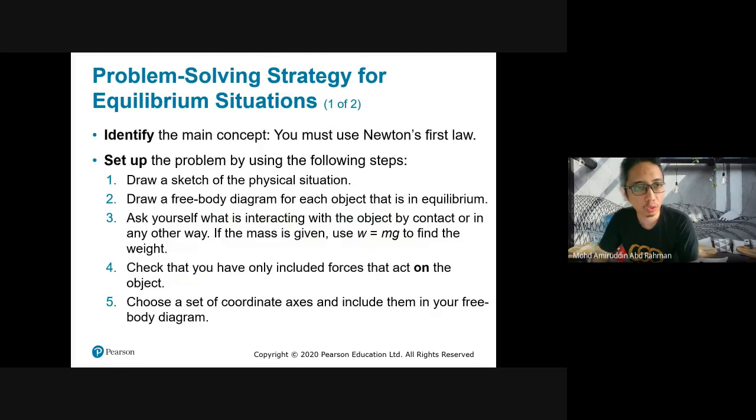Okay, so how to solve this? We first need to draw a sketch of the physical situation, and then we draw the free body diagram. If the mass is given, then we can use the equation W equals mg to relate it to the weight. Then check that you have included all the forces that act on the object, such as the normal force and also the friction force. Then we choose a set of coordinate axes and include them in the free body diagram.